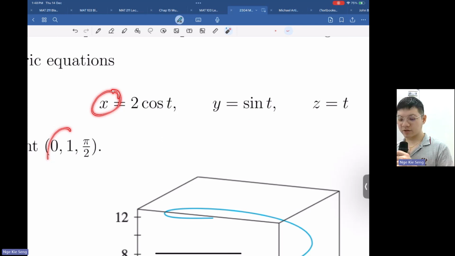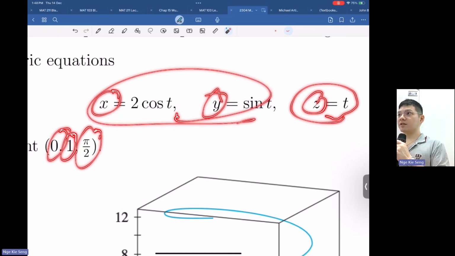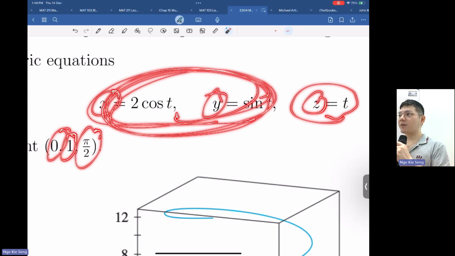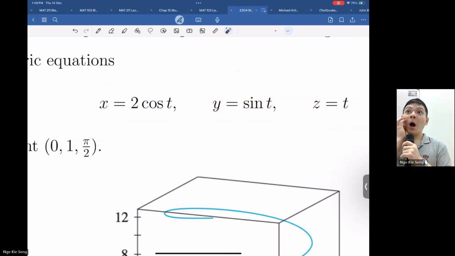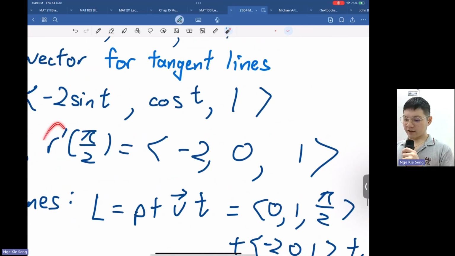You need to make x equal to 0, y equal to 1, z equal to pi over 2 to find t. Then what's the t? Pi over 2, right? Because z already tells you what the t is. You don't need to solve the other equations, because cos and sine are periodic, so they will give you multiple t. Which t do you want to take? z already tells you. Just take pi over 2. So you need to check at t equals pi over 2 what the tangent vector is. So this is the tangent vector, which tells you a direction of the line. What else do I need?